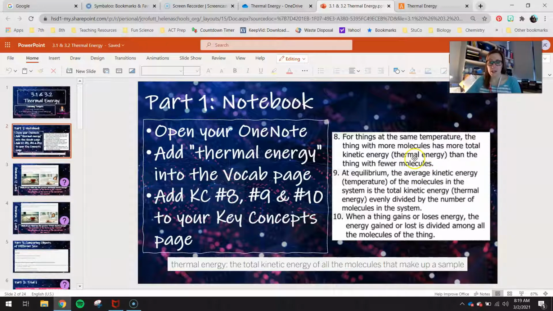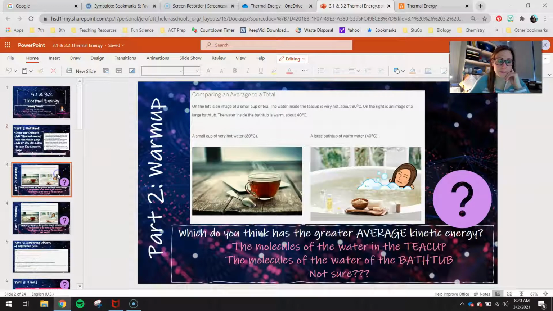And then finally, key concept 10: when an object gains or loses energy, so if it's giving it to someone else or if it's the cooler object and it's getting energy from something else, the energy gained or lost is divided among all the molecules of a thing. So again, if I hold an ice cube in my hand, I am losing heat. If you remember those little energy cubes, which we'll look at again today, anytime you were transferring, you were always moving those little energy cubes from the hotter object to the cooler object. So if I'm holding an ice cube, my hotter object is my hand, so it's transferring energy into that ice cube. If we were to take all the little water molecules in that ice cube, we're going to evenly distribute it: you get one, you get one, you get one, until all those molecules have about the same average kinetic energy. All right, moving on, that was kind of lengthy.